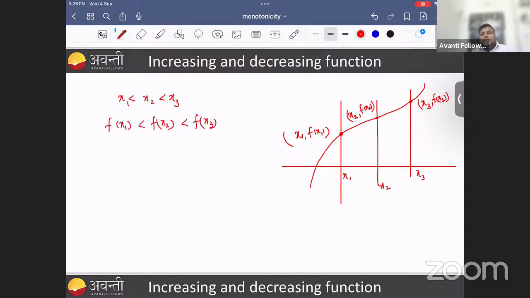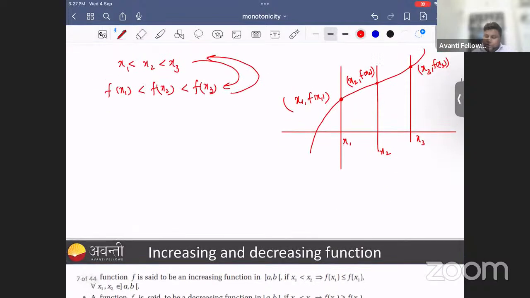So if an increasing function is applied to an inequality or removed from an inequality, the sign of the inequality does not change. Got it? Either you do it this way or this way. Either you apply an increasing function or you remove an increasing function, the sign of the inequality does not change.